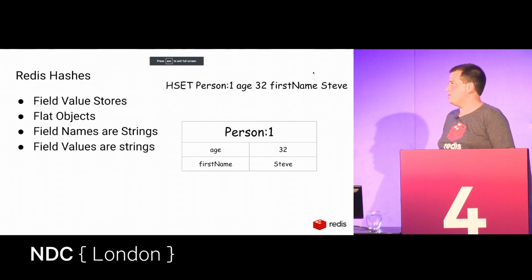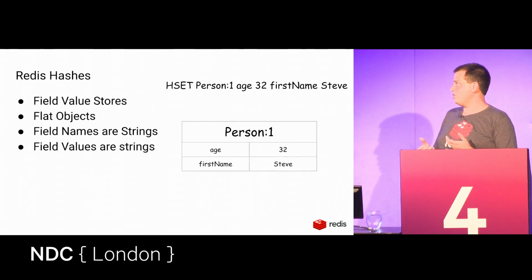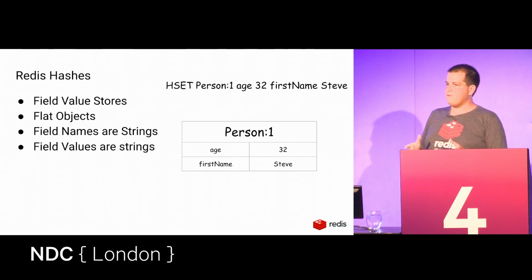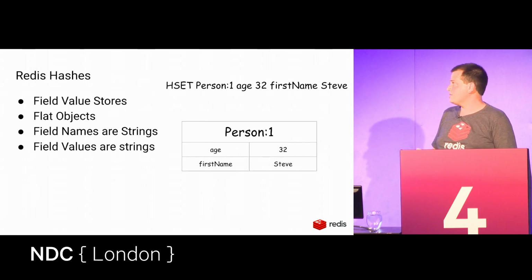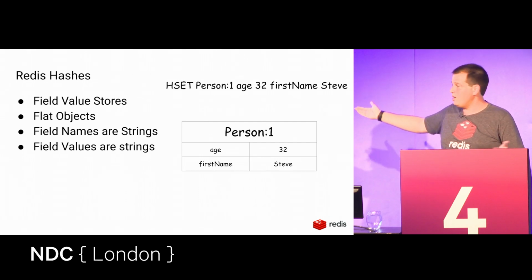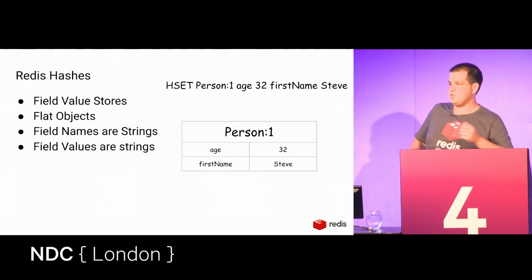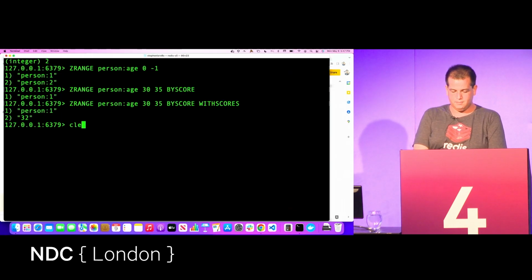Then we have Redis hashes. And what Redis hashes are, they're basically a dictionary. They're a dictionary of strings. And basically, they're a set of field values that you store in this Redis hash object. And they're great if you want to map very flat objects in Redis. So in this case, we're storing a person in here, person:1, whose age is 32 and their first name is Steve. And you can do all sorts of neat things with these now.